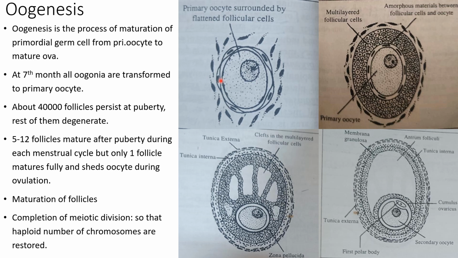Okay, what we have seen till now: third month, oogonia will start converting to primary oocyte. At seventh month, all the oogonia are transformed to primary oocyte.